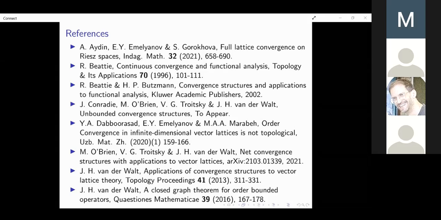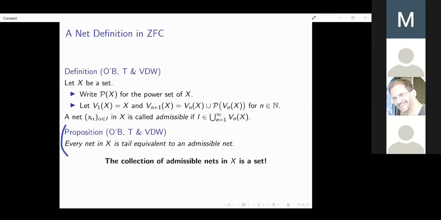Okay, for admissible nets, is this whole sequence of Vn of X needed? All of them in practice? No. Let me just find out. No, you don't actually need all of them. I think you only need to go up to n equals 5. I think that is enough.